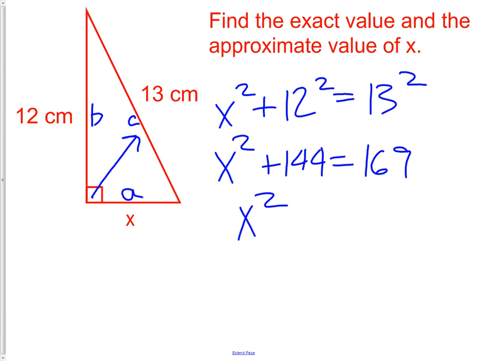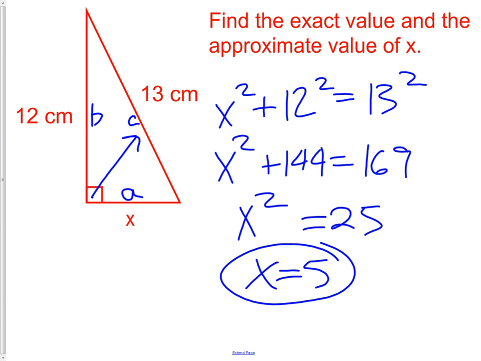x squared equals 25, so x equals 5. And there we have it. This triangle would be a 5, 12, and 13 for a hypotenuse.